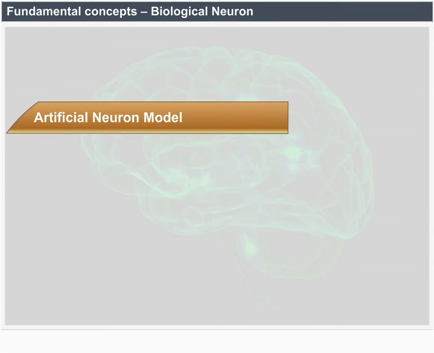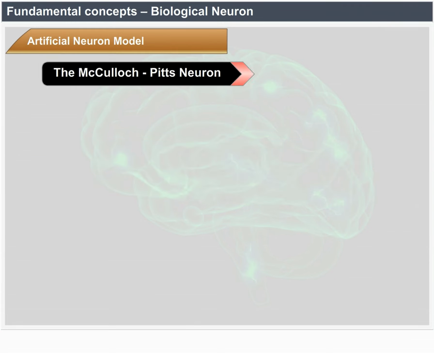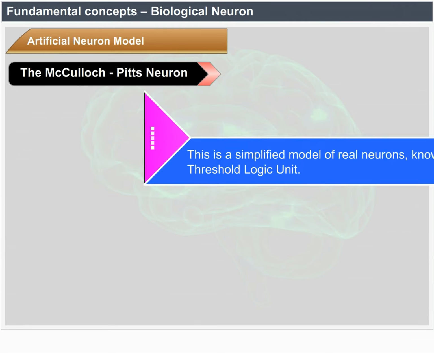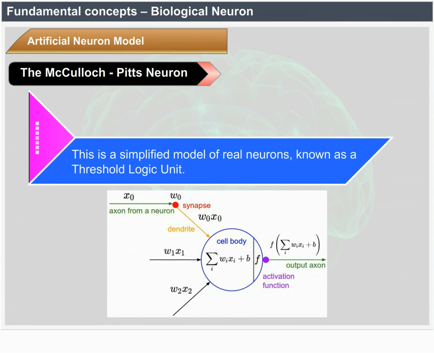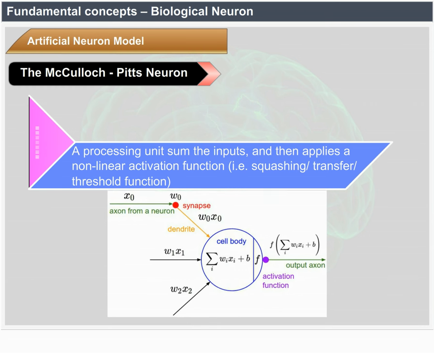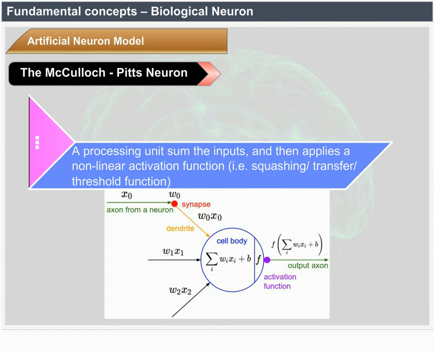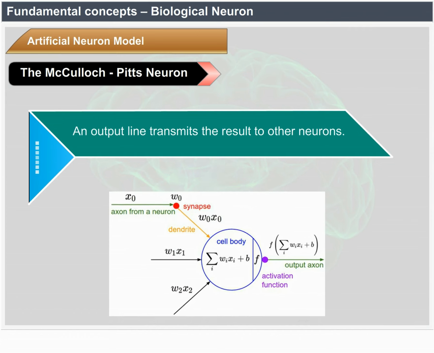Artificial neuron model. An artificial neuron is a mathematical function conceived as a simple model of a real biological neuron. The McCulloch-Pitts neuron. This is a simplified model of a real neuron, known as a threshold logic unit. The McCulloch-Pitts neuron is shown in the below picture. A set of input connections brings in activation from other neurons. A processing unit sums the inputs and then applies a nonlinear activation function, that is, a squashing, transfer, or threshold function. An output line transmits the result to other neurons.